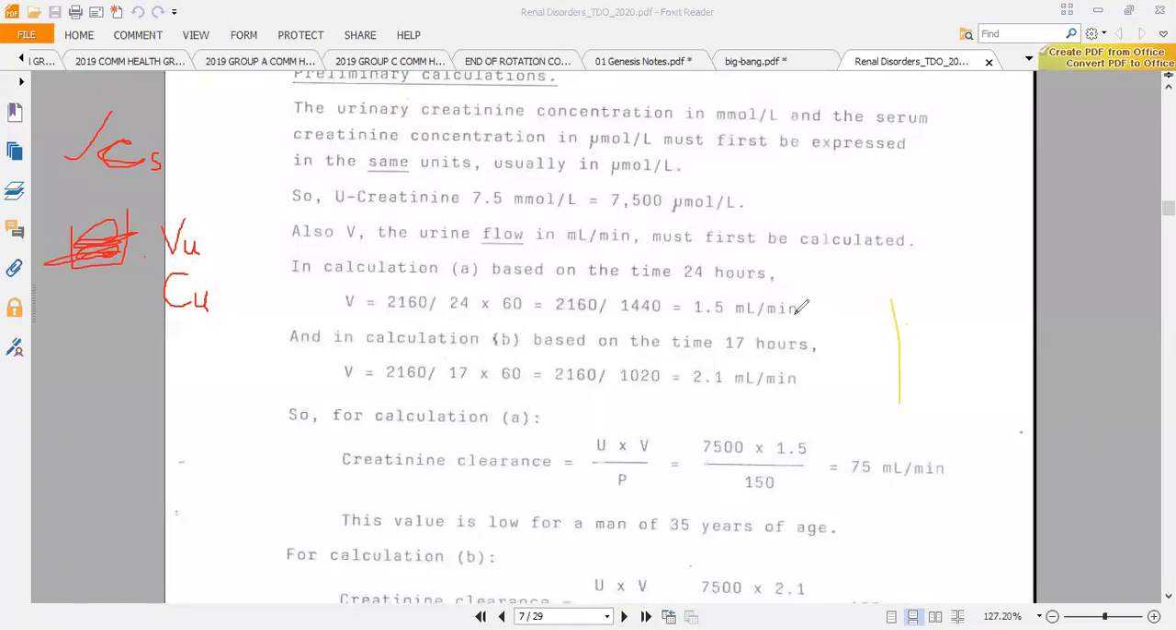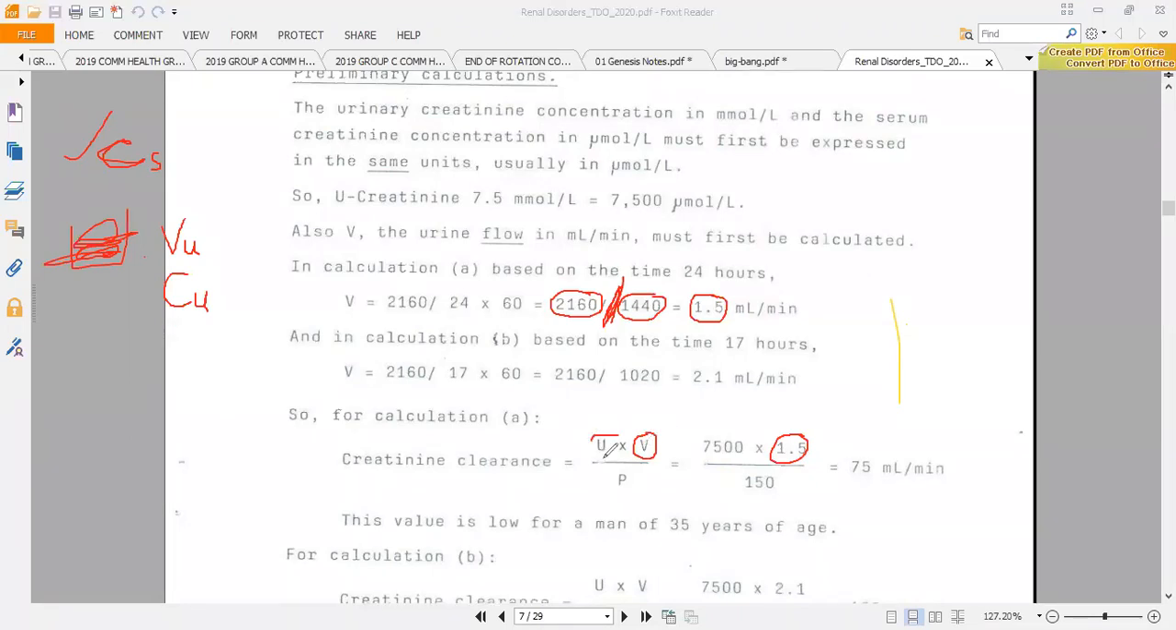Then the next thing you do is, once I now have the urine flow rate, which is 1.5, and we got it from here, by dividing the total urine volume in 24 hours by 1440, which is 24 hours in minutes. Good. So we are going to multiply this by, and this is the volume flow rate. The V over here is the volume flow rate.